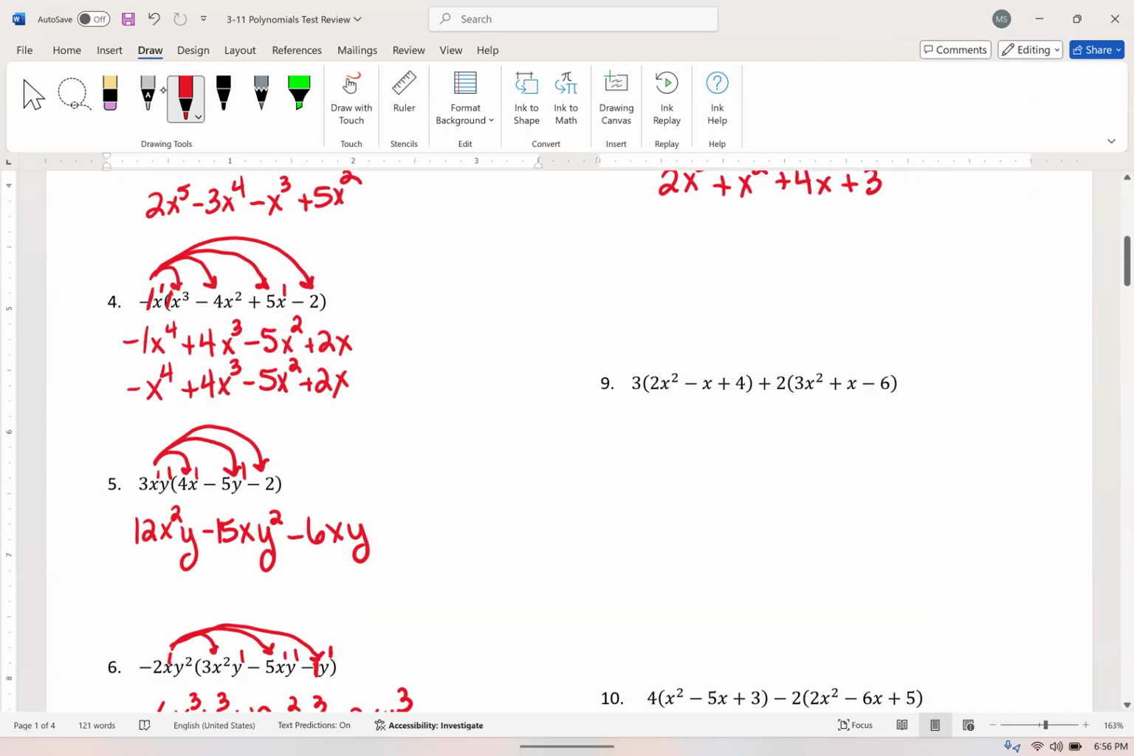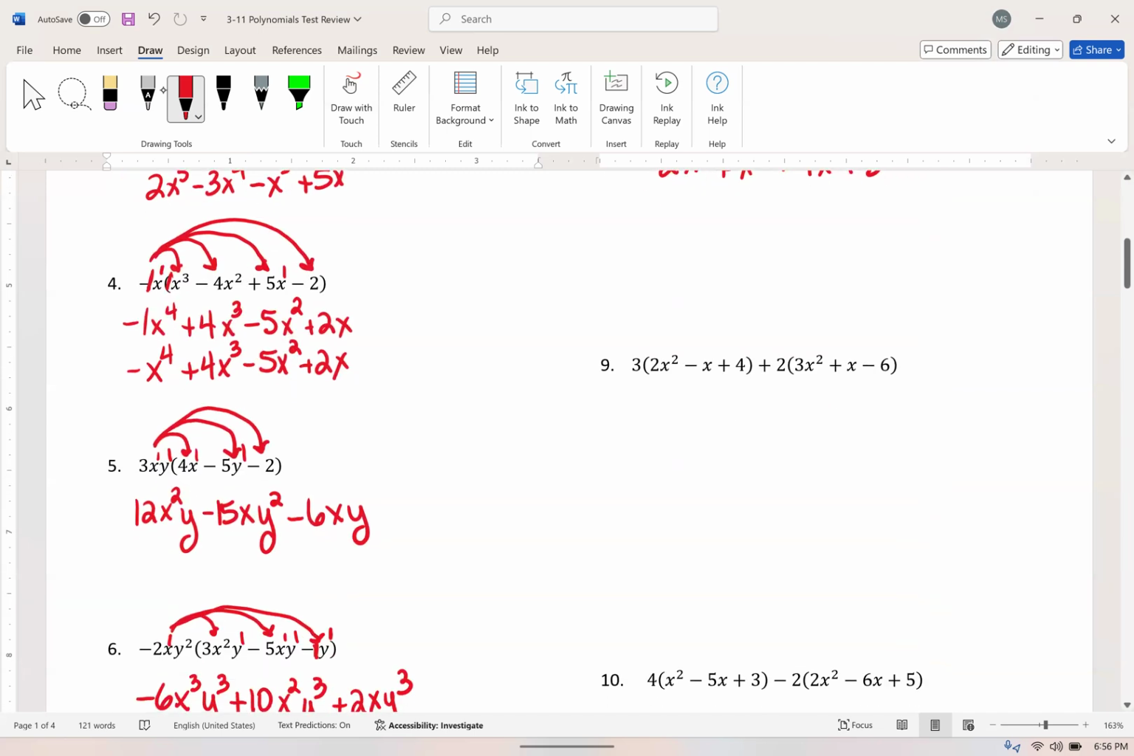All right, now number 9, we have quite a few things going on. We have to distribute twice in this problem. So we'll start by distributing the 3. So 3 times 2x squared is 6x squared. Remember, there's a negative 1x. 3 times negative 1x is negative 3x. 3 times 4 is 12. Okay, over here, 2 times 3x squared is 6x squared. 2 times 1x, that's 2x. And then 2 times negative 6 is negative 12.